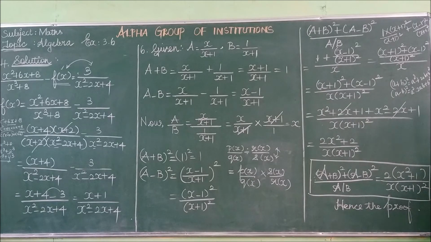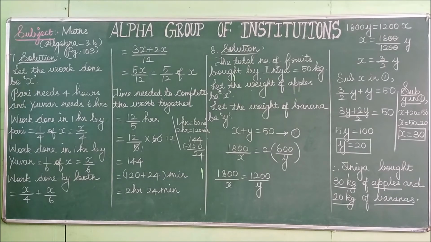So check whether you have to prove (a plus b) whole square plus (a minus b) whole square divided by a divided by b, which is equal to 2 into (x squared plus 1) divided by x into (x plus 1) whole square. So this is your proof. Similarly, you can prove the fifth problem also. Everyone look at page number 103, seventh problem.